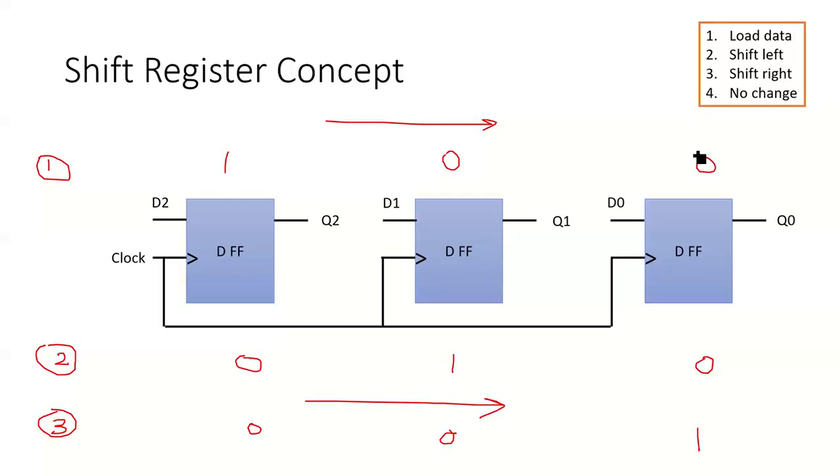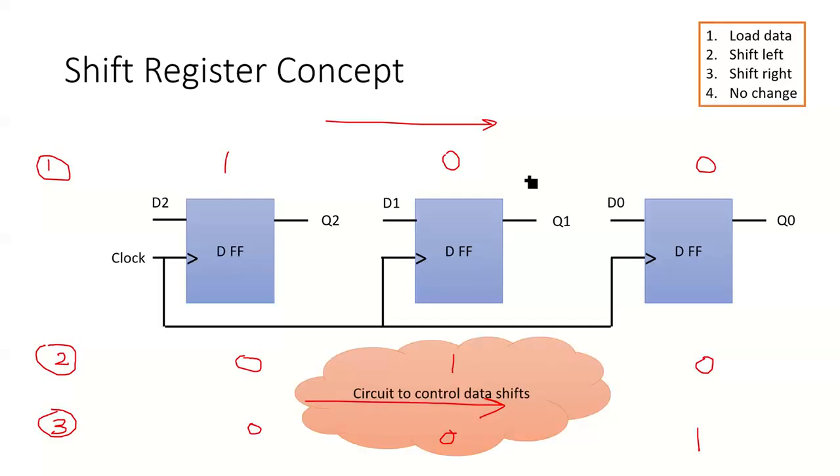Similarly, you should be able to shift left and perform no change. No change means whatever is the output, if I press the clock, it should stay as it is. Now, these are the 4 operations that we want to be able to perform on a normal register, but we need additional circuitry for that. So the circuitry that we need to control the data shifts is what we are going to understand today.